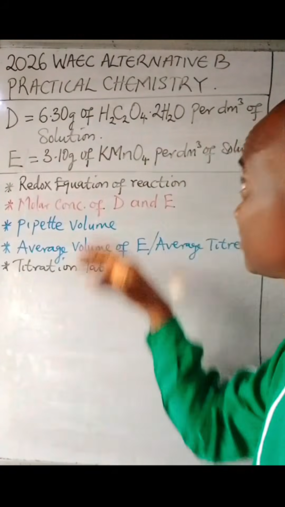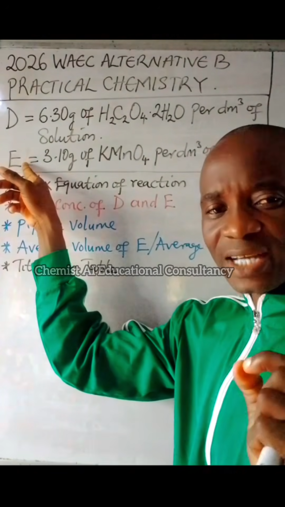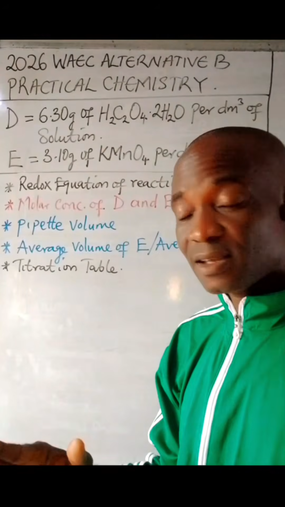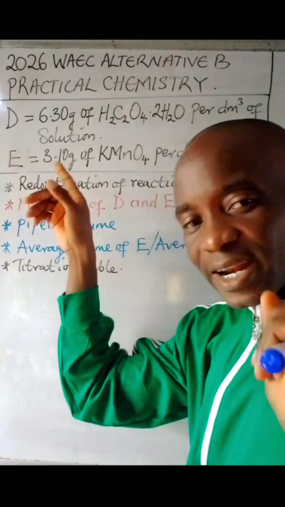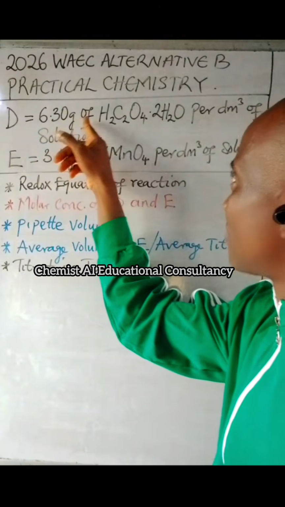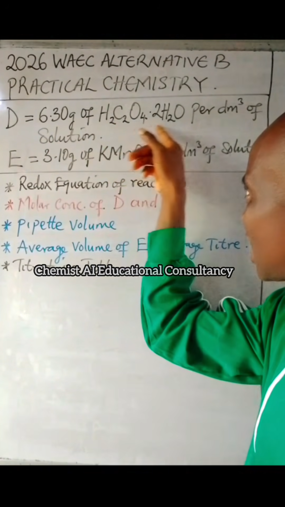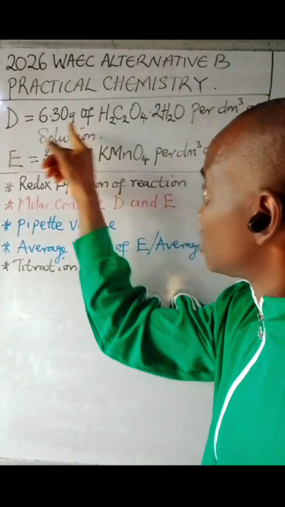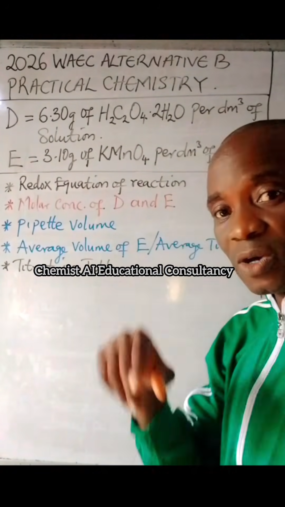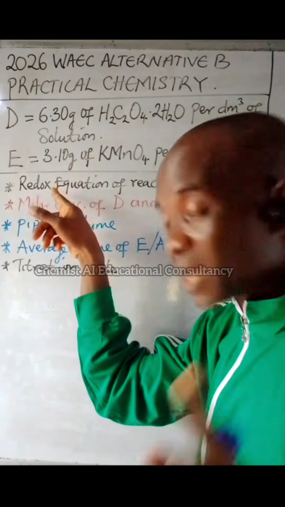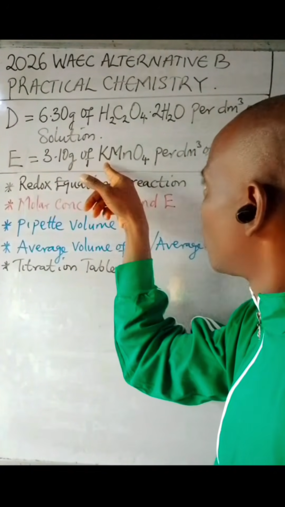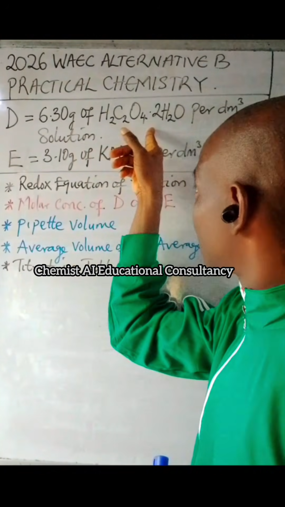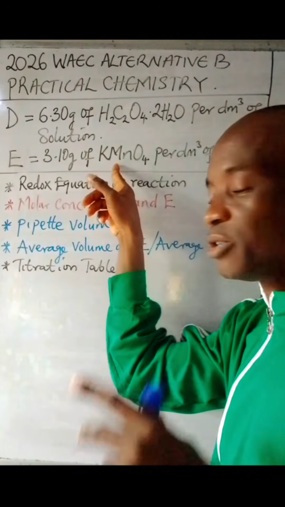From the specimen paper, D and E are the titration reagents used. This titration is not acid-base, unlike that of Alternative A. In the specimen, we have D and E, and the teacher is expected to prepare 6.30 grams of D, which is ethane dioic acid dihydrate, per dm³ of solution. So the teacher is expected to dissolve this mass inside 1000 cm³ or 1 dm³ of solution. The teacher is also expected to dissolve 3.10 grams of potassium permanganate inside 1000 cm³. So there are two reagents, ethane dioic acid dihydrate and potassium permanganate.